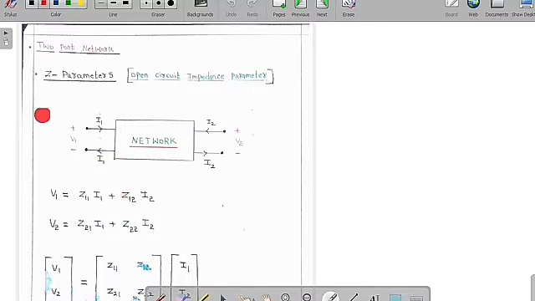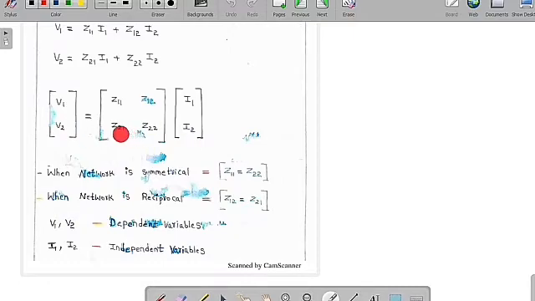Now for Z parameters we are going to take V1, V2, I1, I2, with Z11, Z12, Z21 and Z22. If you write this in terms of equations, we get V1 is equal to Z11 into I1 plus Z12 into I2, and V2 is equal to Z21 into I1 plus Z22 into I2. We are going to get these equations.